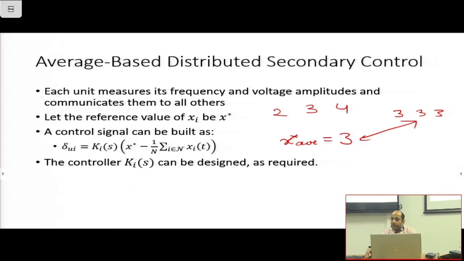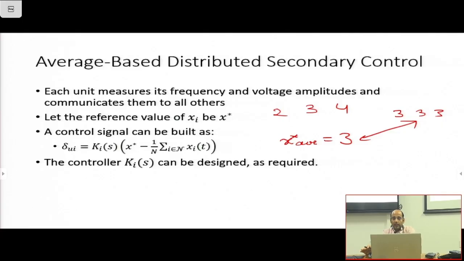And what is the error function? Error is your reference value minus the average value. What is the average value mathematically? Mathematically, average value is the summation of all the states divided by the number of states. So this is how you get one average based approach.